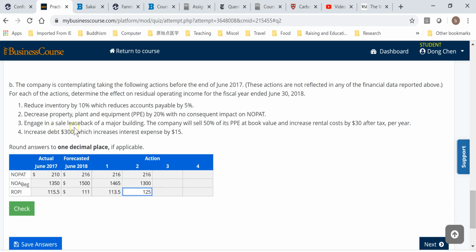Action 3, engage in a sale leaseback of a major building. The company will sell 50% of its PPE at book value and increase rental cost by $30 after tax. So this will impact both NOPAT and beginning balance of NOA, because the change in PPE will impact NOA, and the increase in the rental cost will decrease the NOPAT, net operating profit after tax. The rental cost is either part of cost of sales or selling, general and administrative expenses. Whichever we put this cost in, the NOPAT will decrease by this same amount, $30.